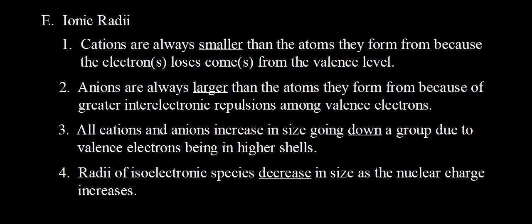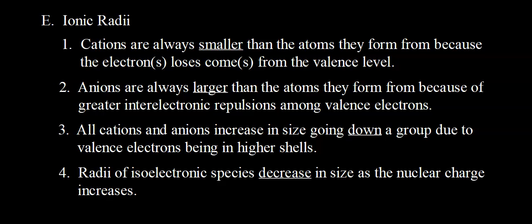The opposite's also true. Anions are always larger than the atoms they form from. When you add an electron to something, that increases the amount of interelectronic repulsions. The nucleus cannot pull as well on a larger number of electrons compared to a smaller number of electrons. So both of these things together cause the radius to increase.